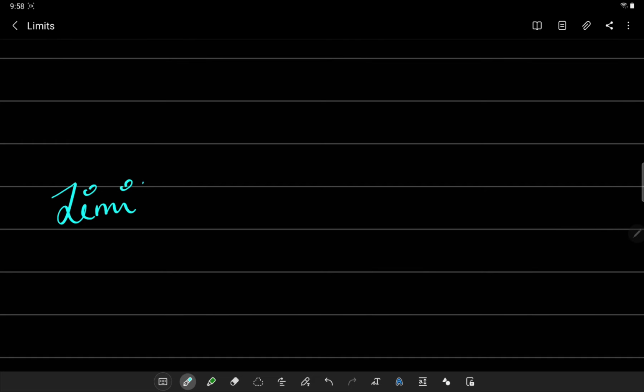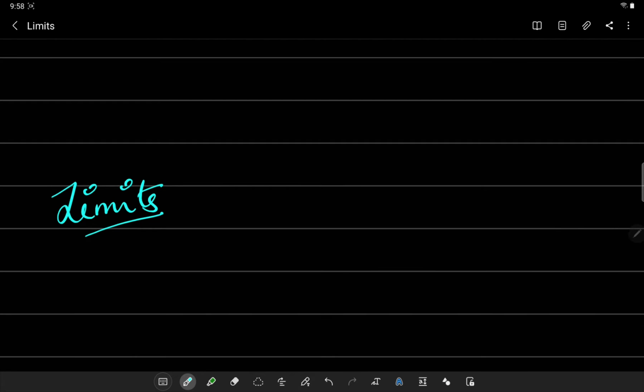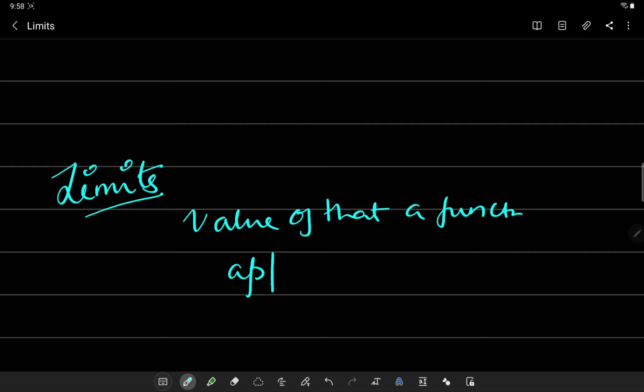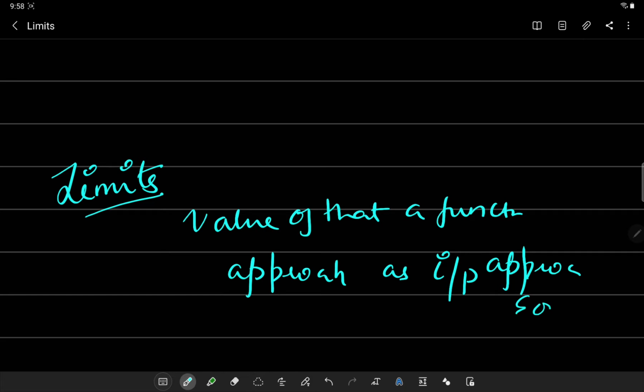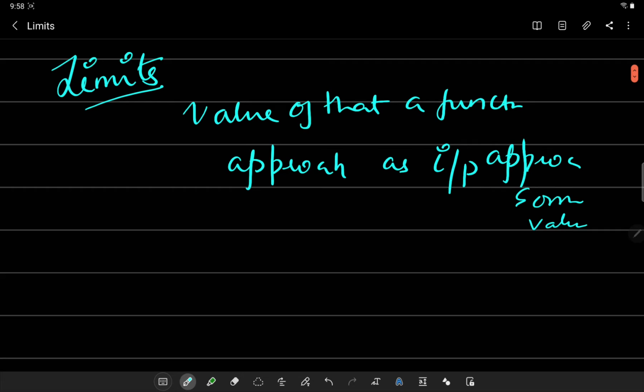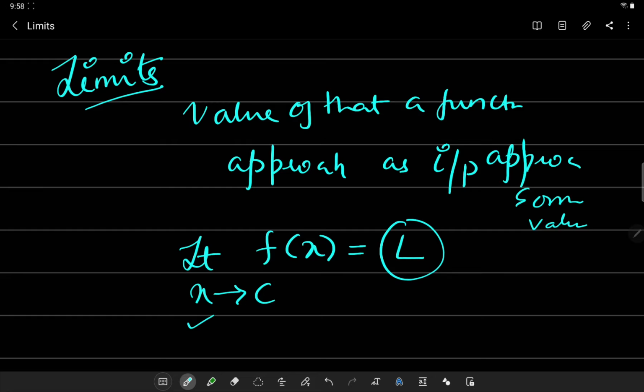Today let's discuss limits. So what exactly is a limit? A limit is simply the value that a function approaches as the input approaches some value. If I write it as limit x tends to c, this is that particular input value, and the function will be reaching a particular value.